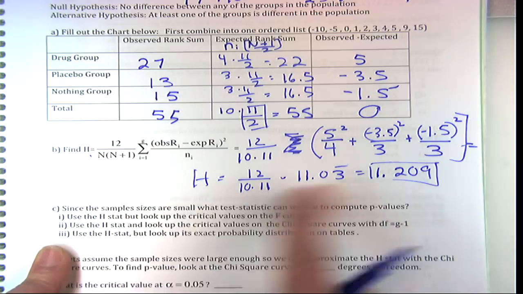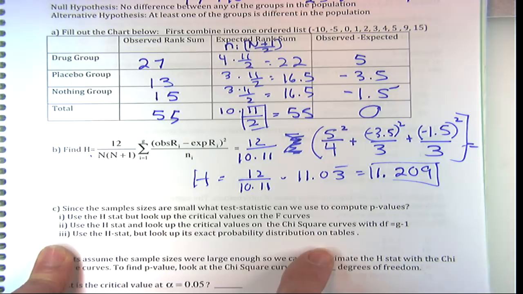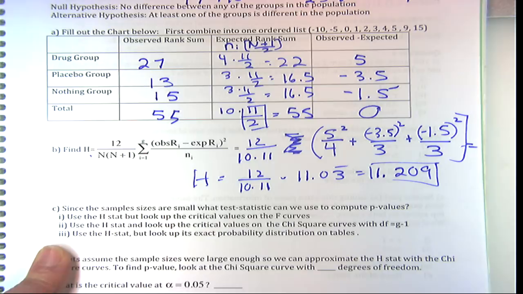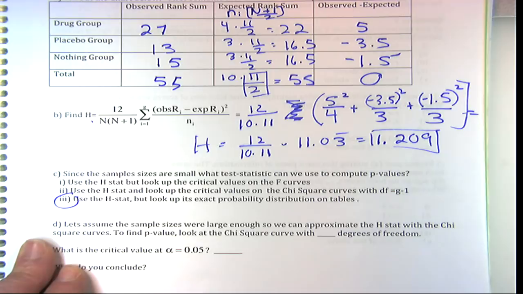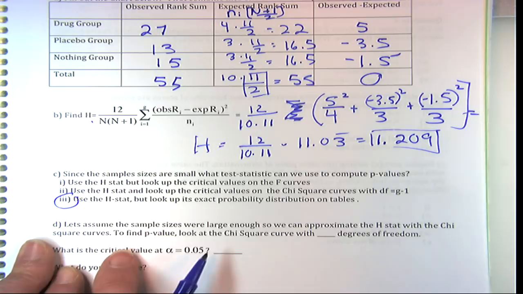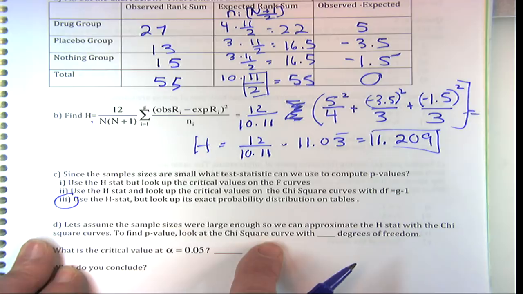And I haven't shown you those H tables, but they're very simple. You just look it up, and you see if that is bigger than the critical value. But that won't be on the exam because we've never looked at it. You just need to know for small samples that's what you're supposed to do. But if the samples are large enough, and there's no exact cutoff, but usually when they're 5 or 6 each, something like that or more, then you use the chi-squared curves. And how do you know which curve to look at? You'll need to know this for sure.